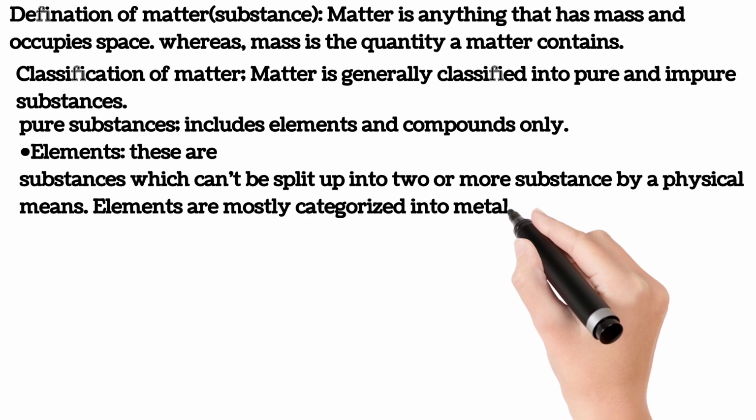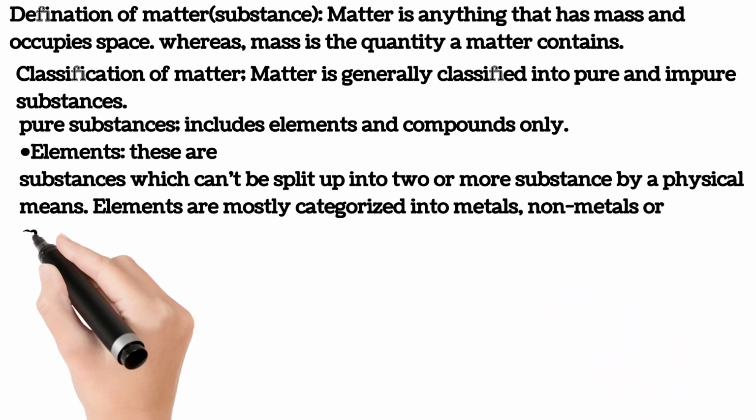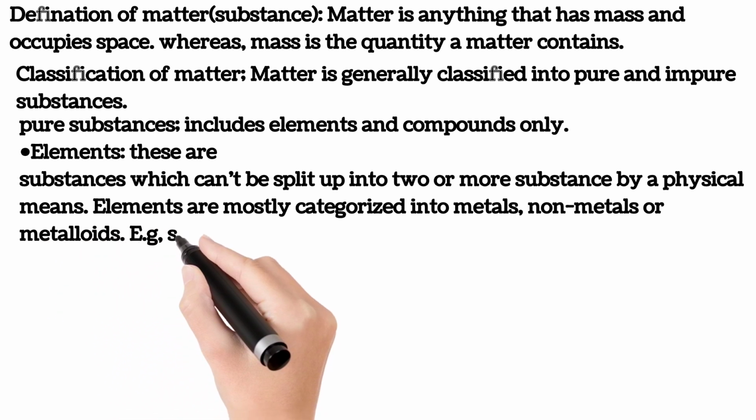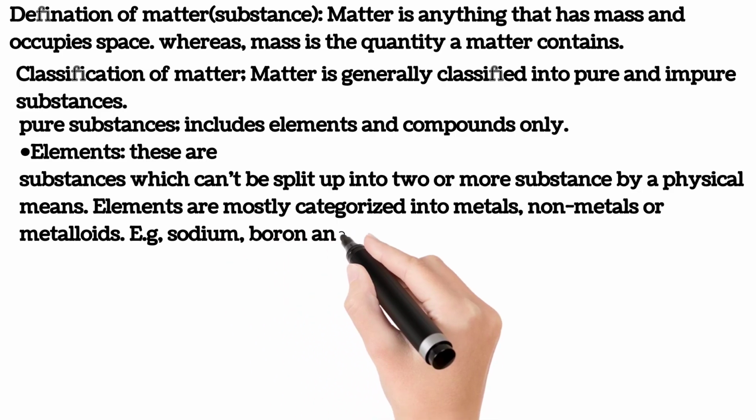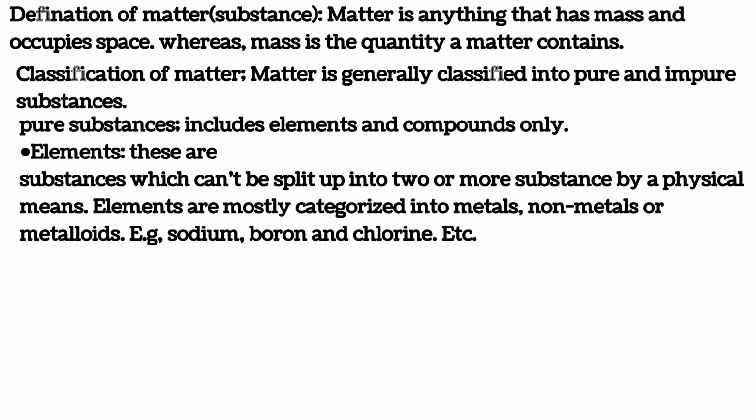into metals, non-metals, or metalloids. So when we talk about the periodic table, I'm going to talk more on this, the metals, non-metals, and the metalloids. We'll talk about them. So these are examples of elements. We have the sodium, boron, and chlorine.